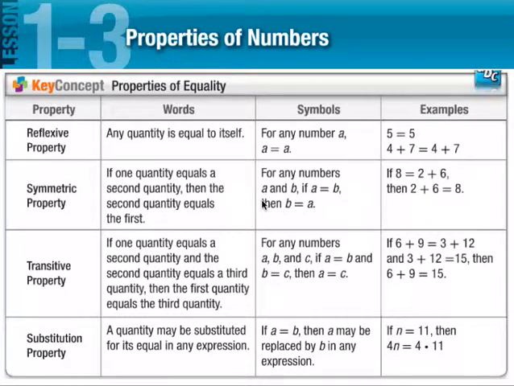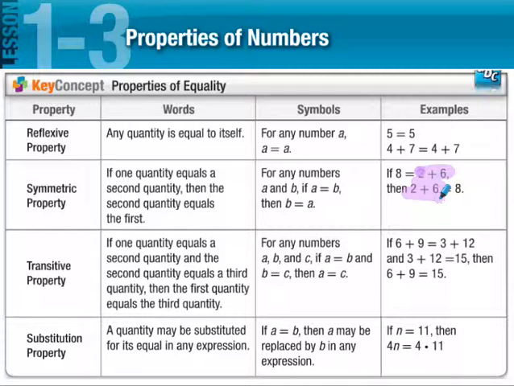Right? Symmetric. If one quantity equals a second quantity, then the second quantity equals the first. So for example, if 8 equals 2 plus 6, then 2 plus 6 equals 8. So when I think about symmetric, I think about two equal signs. Okay? And these things here in the middle have to match up.